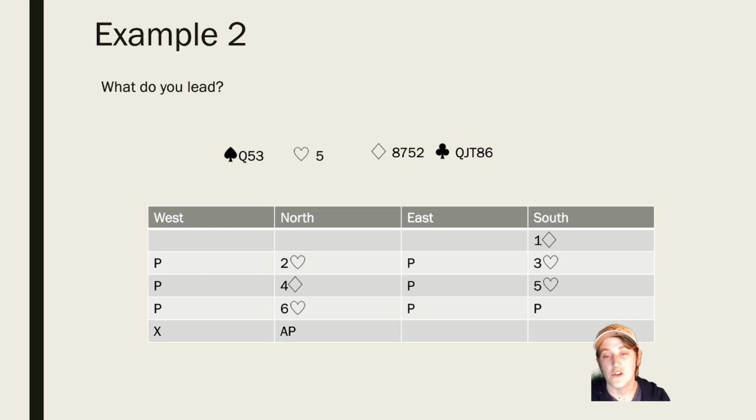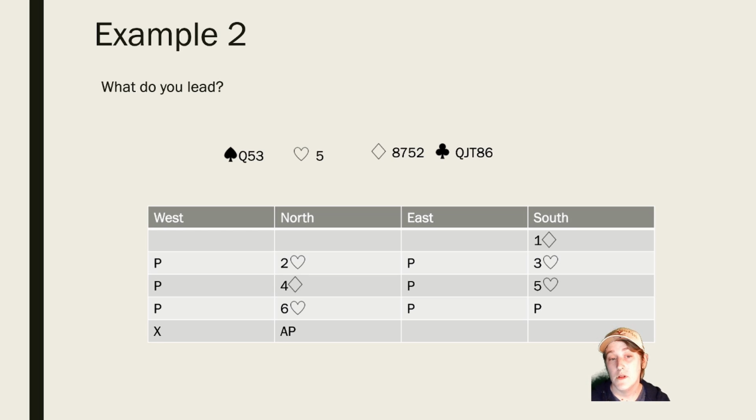From this auction, a usual thing for us to lead would be an unbid suit. So if we're looking at our hand, we'd probably lead the queen of clubs if partner hadn't said anything. But partner is asking us to do something unusual.